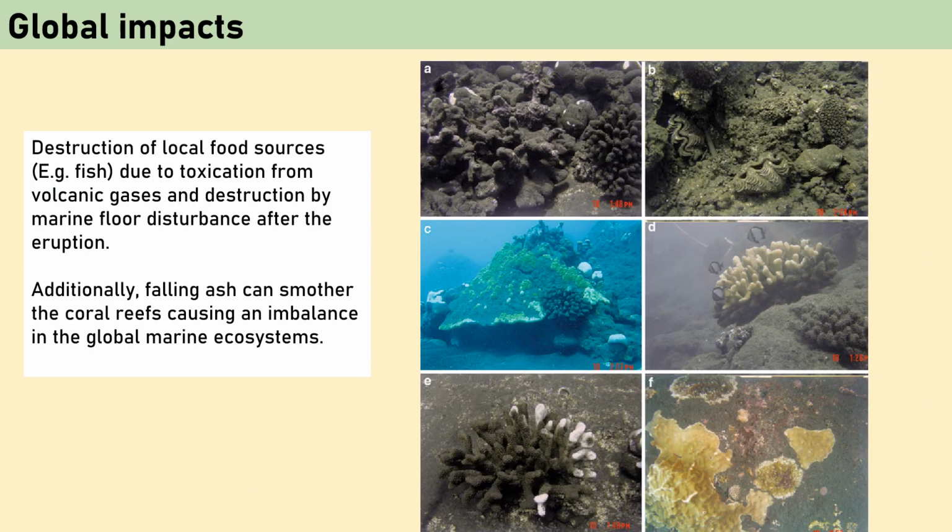And finally, because again of the volcanic gases that had been released, there was a destruction of local food sources such as fish as a result of the marine floor disturbance that had happened after the eruption. And falling ash also smothered the coral reefs, which caused an imbalance in the global marine ecosystems. So there were other environmental consequences as a result of this.